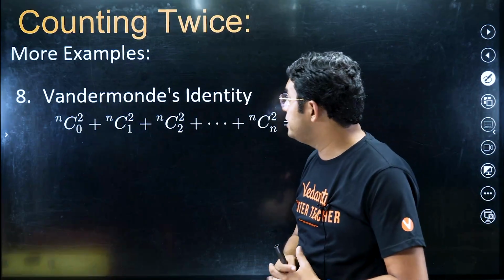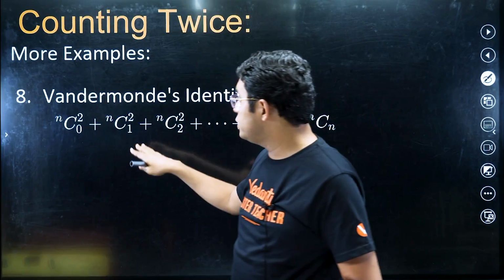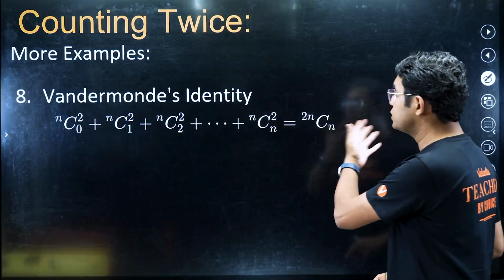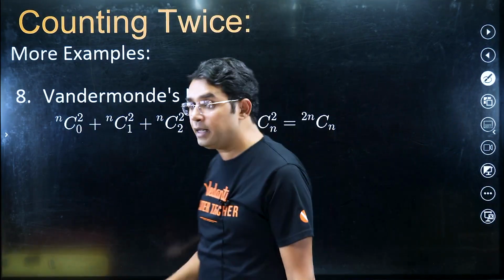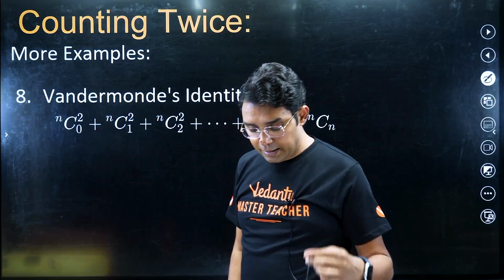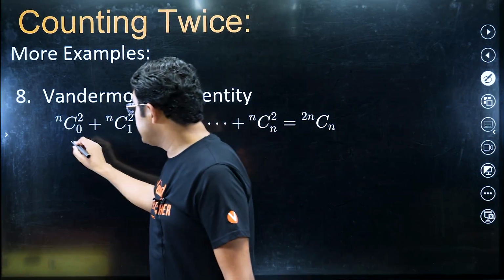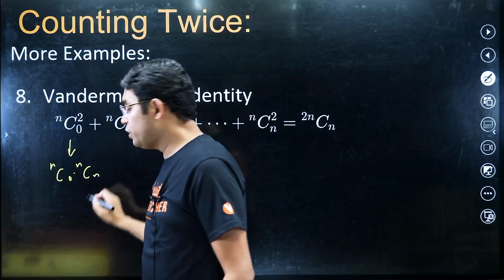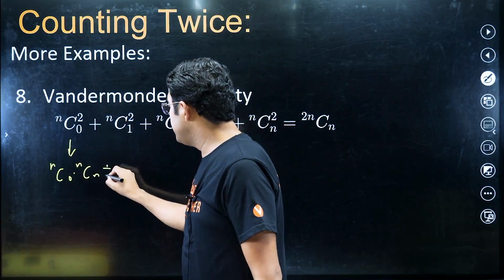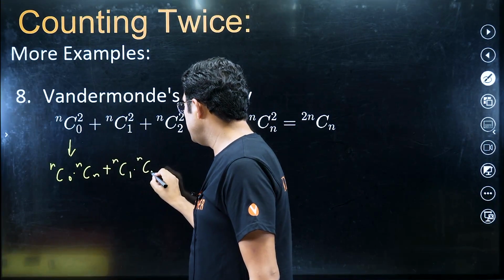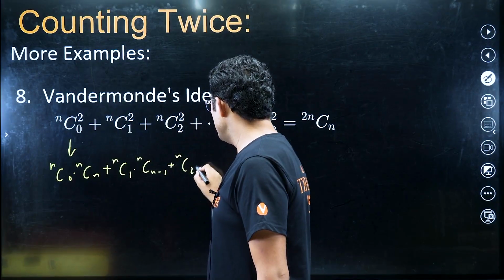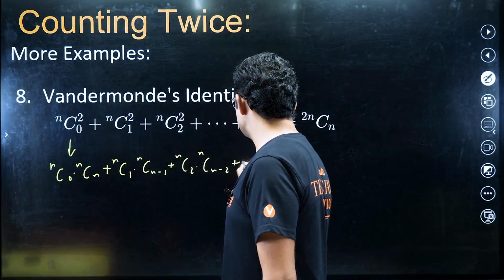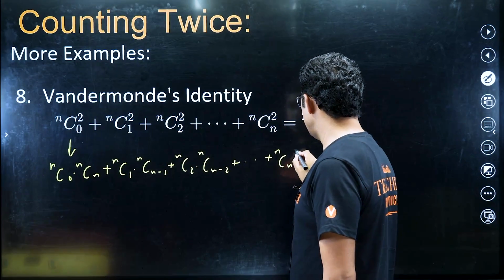That is a very famous Vandermonde identity where nC0 square plus nC1 square and so on, nCn square is 2nCn. Now how can this be done? Please see, this is one very interesting thing and I'm sure you will like it. In this case, I will write nC0 as nC0 into nCn. We know nC0 and nCn are the same. Similarly, I will write nC1 into nCn minus 1, nC2 into nCn minus 2, and so on. In the last, it is nCn into nC0.